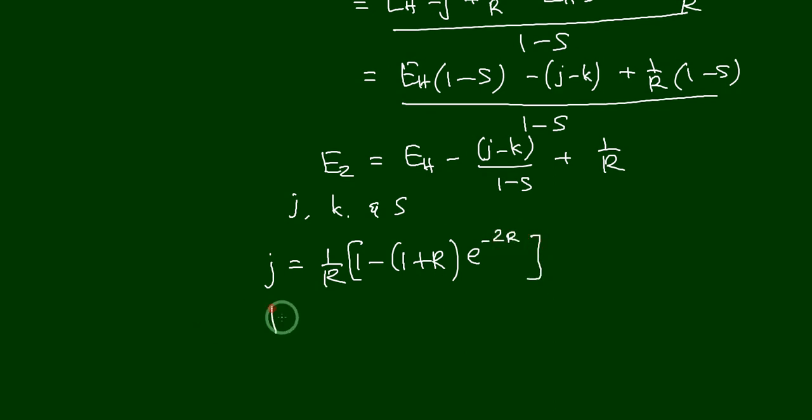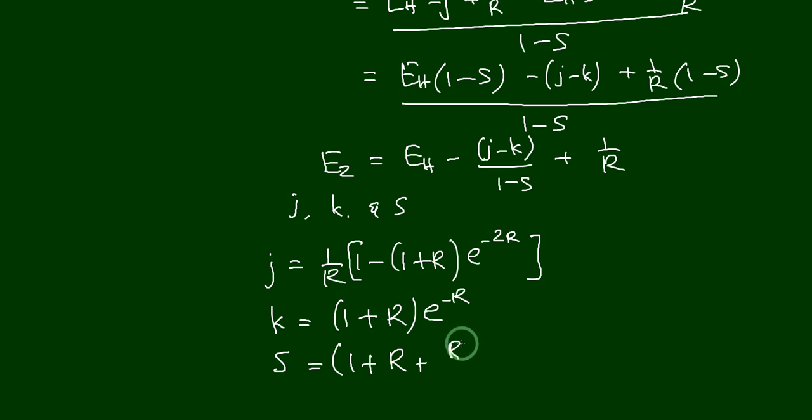And the expression for K is equal to 1 plus R into e raised to minus R. And the expression for S is equal to 1 plus R plus R square divided by 3 into e raised to minus R. Okay, so these are the expressions for J, K, and S.